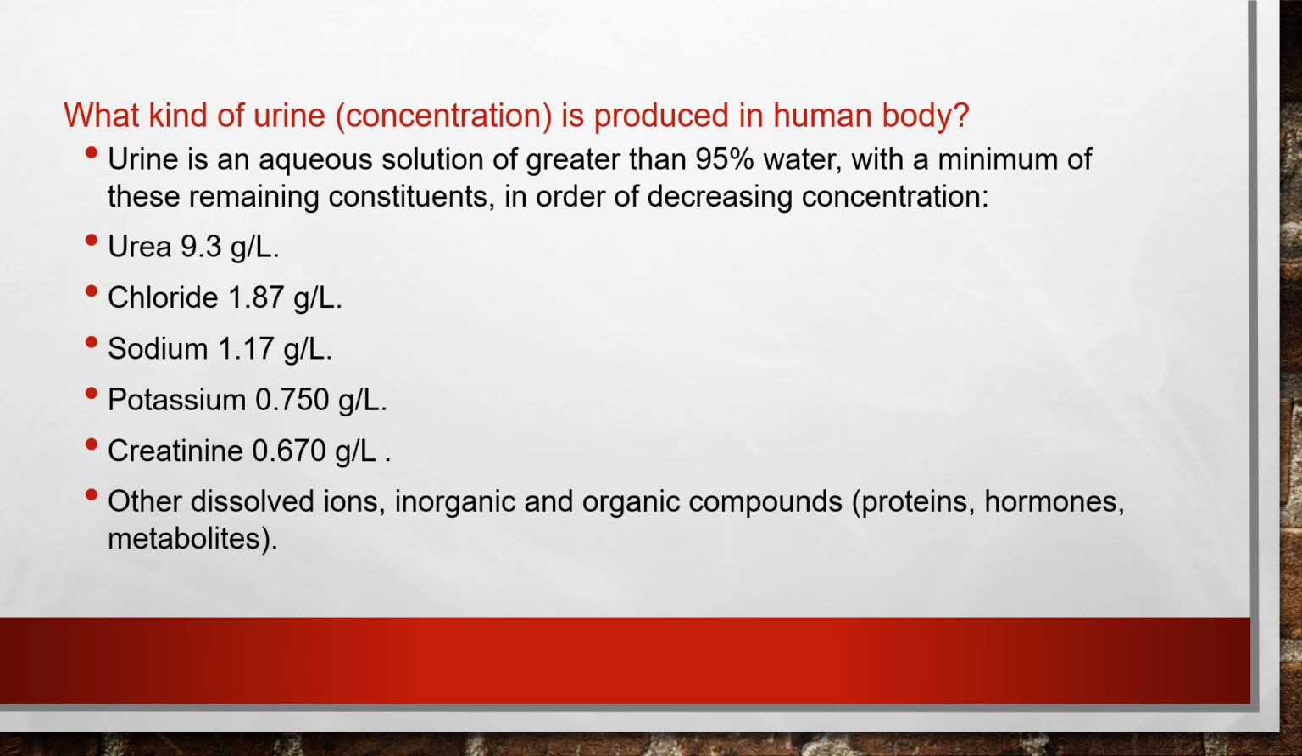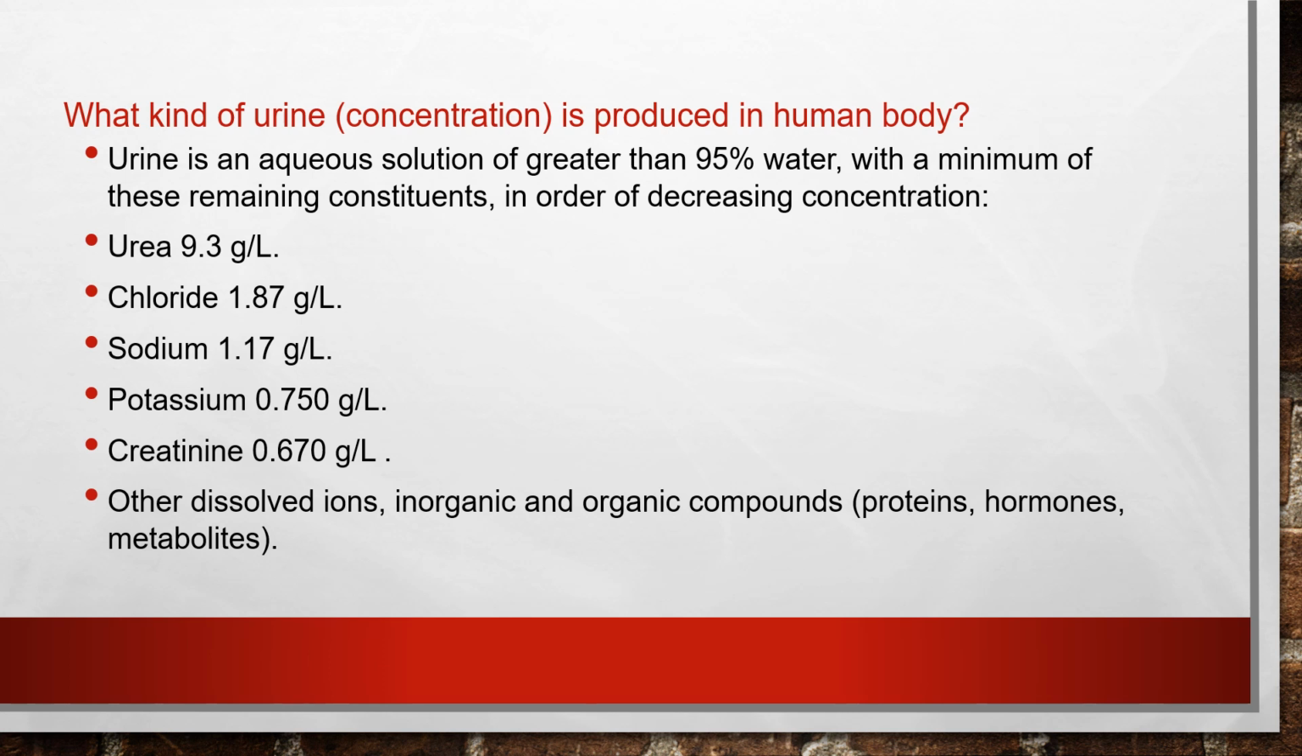Now next, see this question. What kind of urine is produced in the human body? So what is the meaning of this question? Actually, they want to say, in what concentration is the urine produced in the human body? This is a different form of the question, what kind of urine is produced in the body.